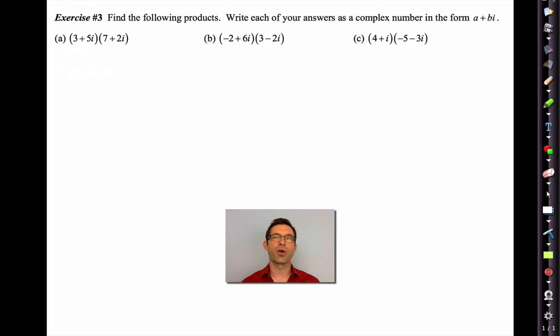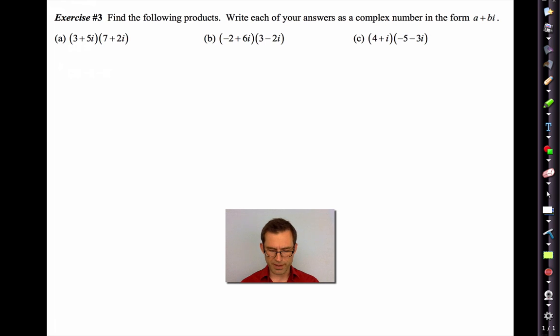But now let's get into products. Take a look at this. It says find the following products. Write each of your answers as a complex number in the form a plus bi. Well, just like with addition, I'd like you to take a shot at this in letter A. Don't worry about letters B and C. Pause the video now and work on letter A. All right, let's go through it.